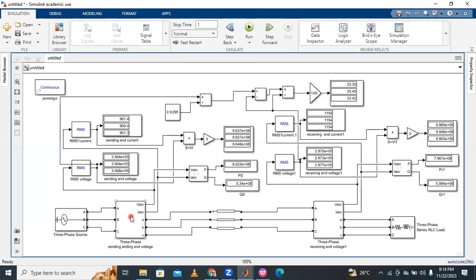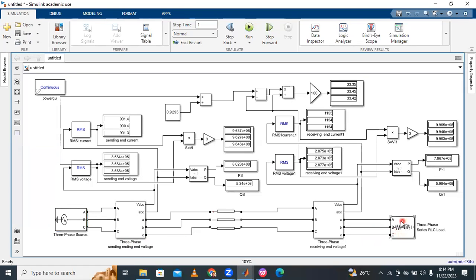Similarly, on the receiving end side also, a three-phase VI measurement is required. So copy this and paste it here. This is the three-phase VI measurement at the receiving end side, and this is the three-phase VI measurement at the sending end side.